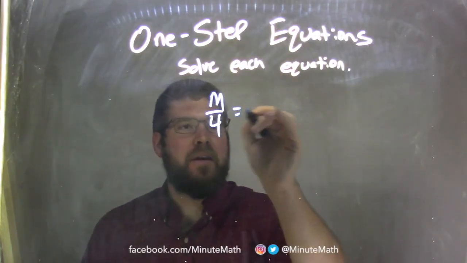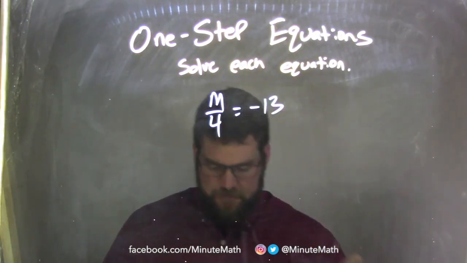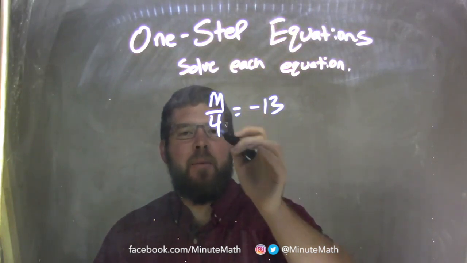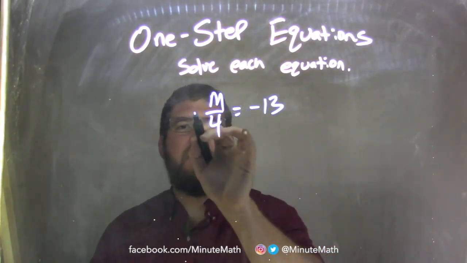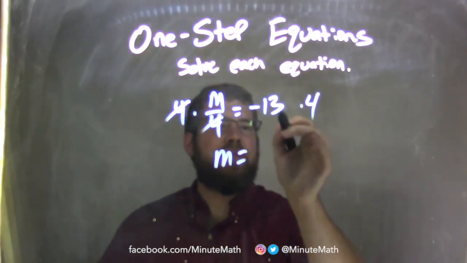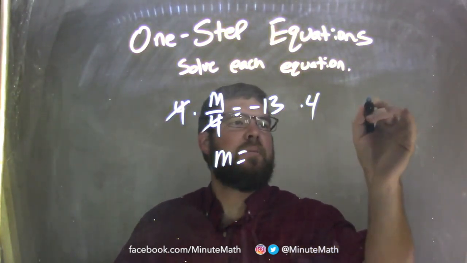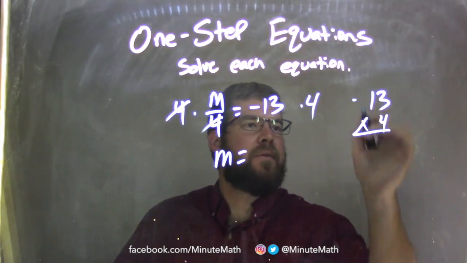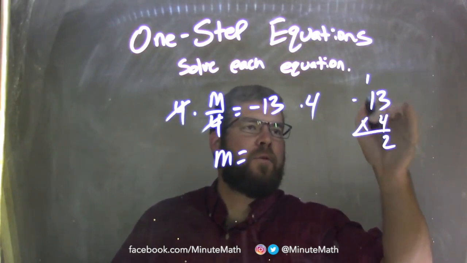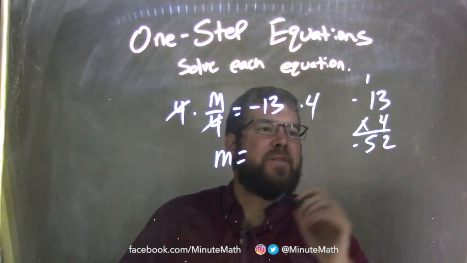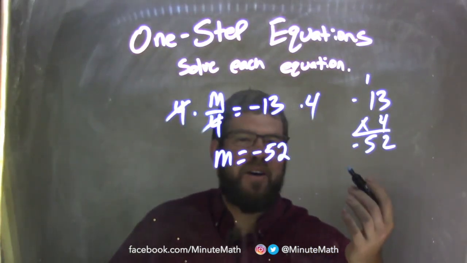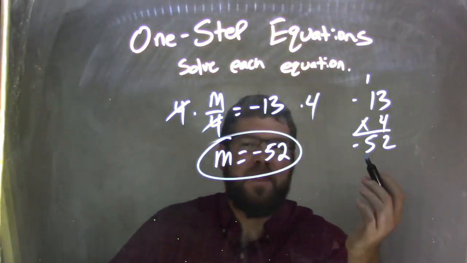m over 4 equals negative 13. Well, m divided by 4 is really what's going on here when I have m over 4. Opposite of division is multiplication, so multiply both sides by 4. Now the 4's cancel, leaving m, and I'm left with negative 13 times 4. If you need the traditional method, 4 times 3 is 12, carry the 1. 4 times 1 is 4, plus 1 is 5, and we have negative 52. So m equals negative 52, and that's our final answer. We have nothing else left to do.